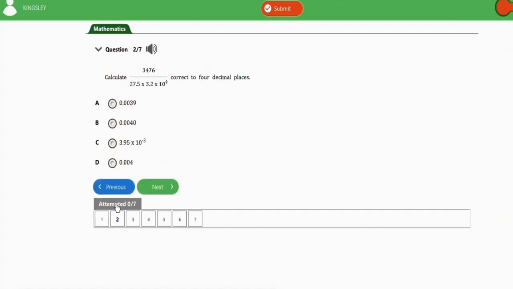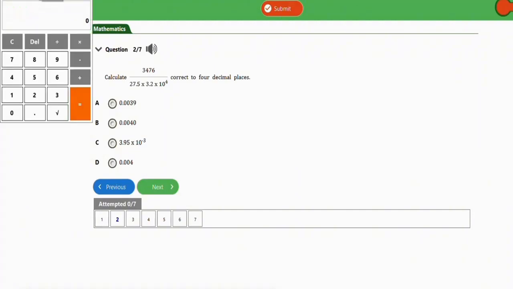All right, so question 2, we are asked to calculate this correct to 4 decimal places. As usual, you need to simplify this. Let's bring a calculator. Let me show how you can do this. Firstly, let's simplify what we have at the denominator. So we have 27.5 times 3.2 times, now 10 to the power of 4 is the same thing as 10,000. So we have 10,000. Press equal to see the output. We have it to be 880,000.